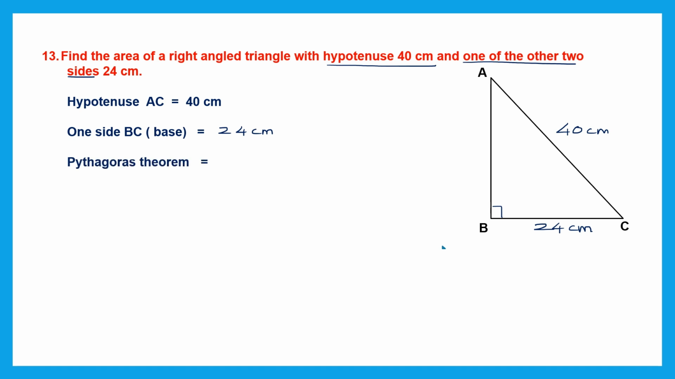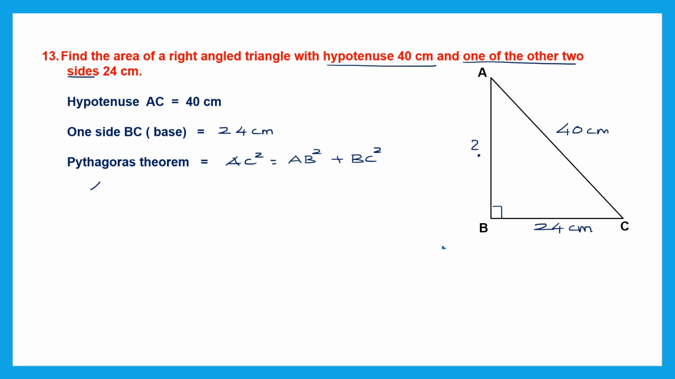Now, when we apply the Pythagoras theorem, according to this, AC square is equal to the sum of AB square plus BC square. If we apply this, we can find this side. Once we find the side, we can use it as a height and find the area of this triangle, because we've been asked to find the area of this right angle triangle. So now let's apply the Pythagoras theorem.